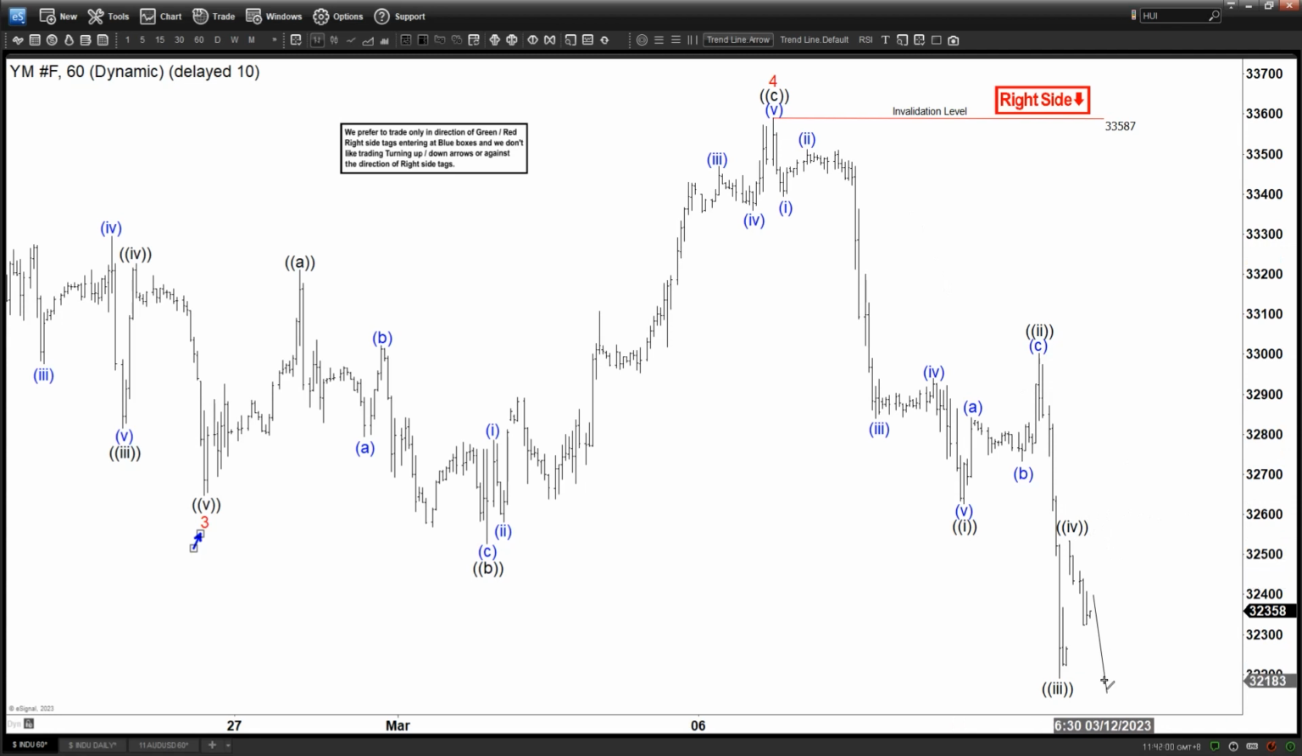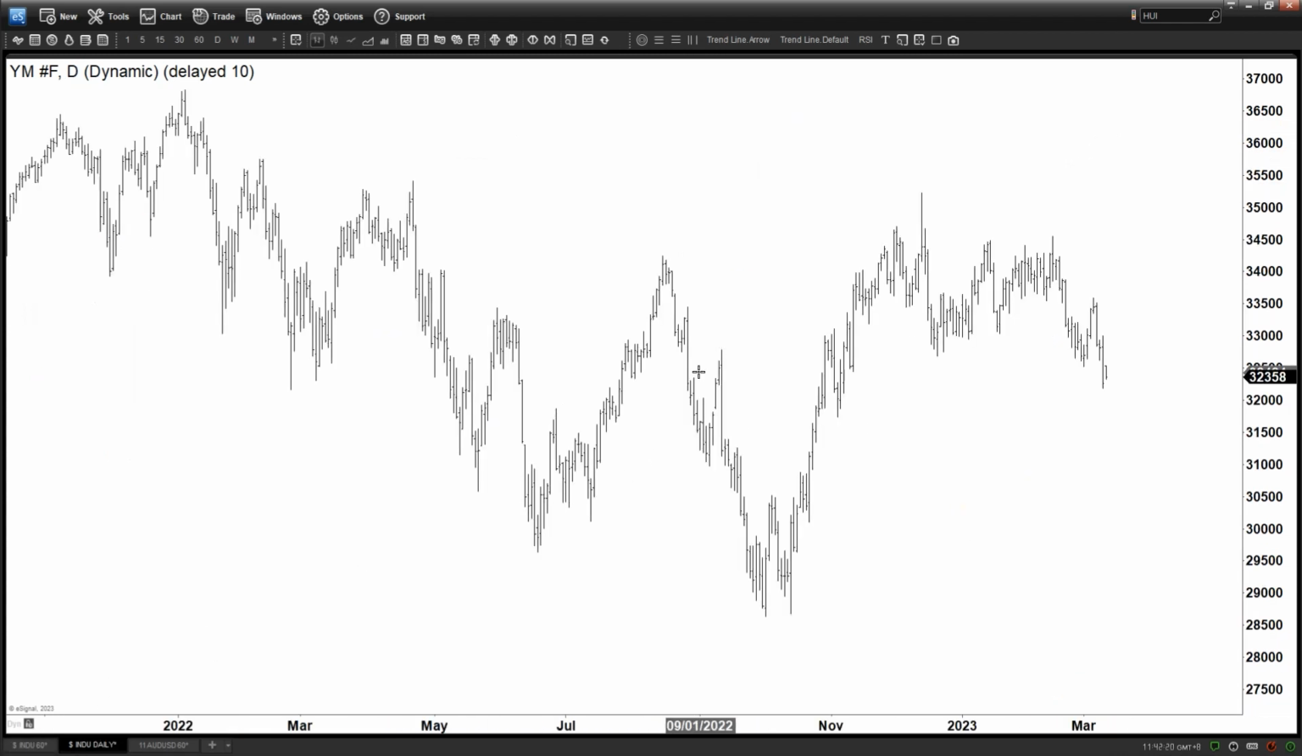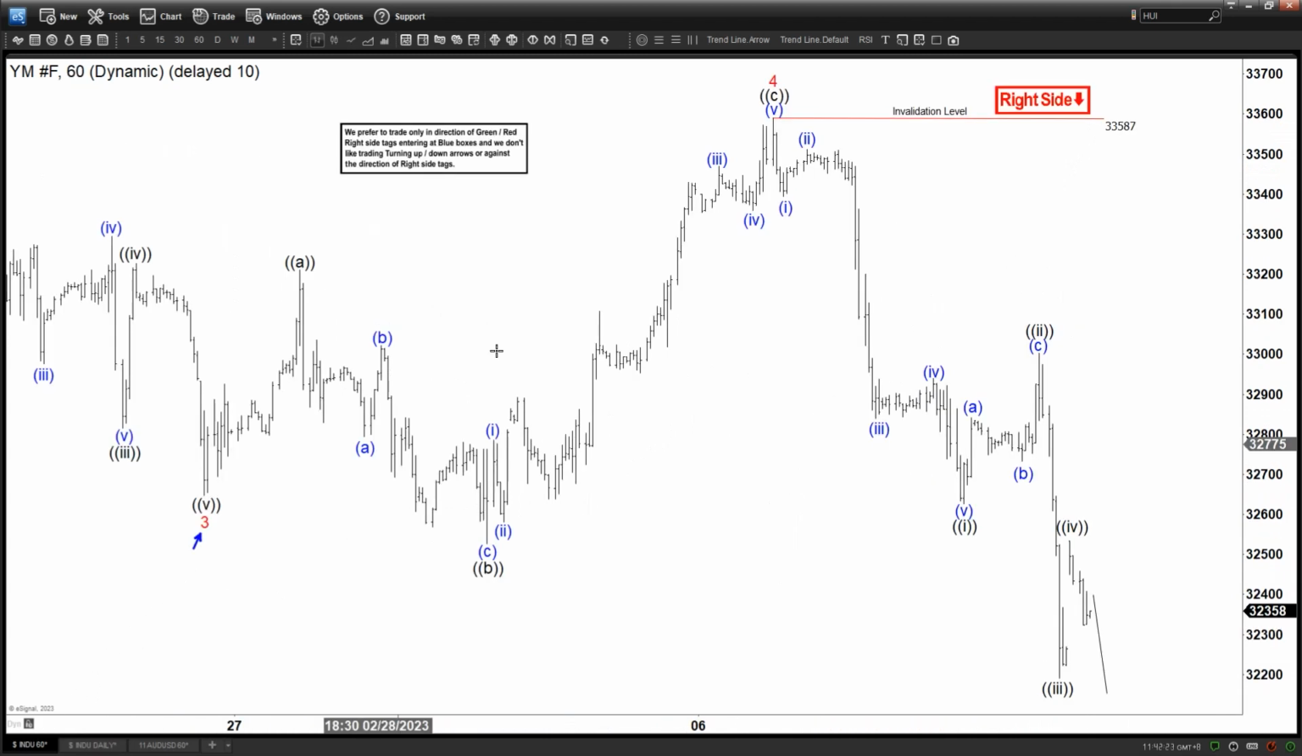Right, so once we finish with 5, that should finish with 5 in the minor degree as well, and then we can get through this rally. So shorter cycle, we should continue to see more downside in the meantime, as long as we continue to stay below 33,587.